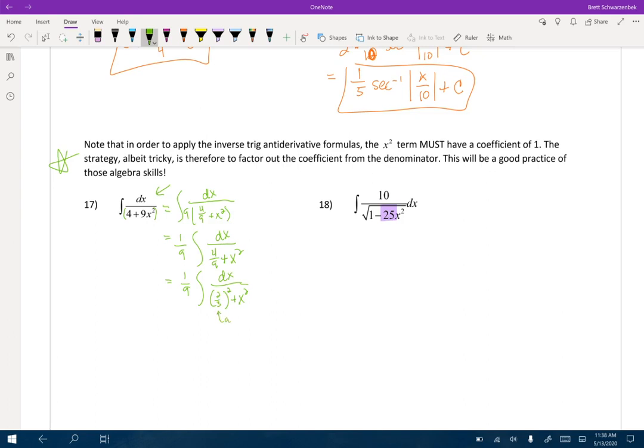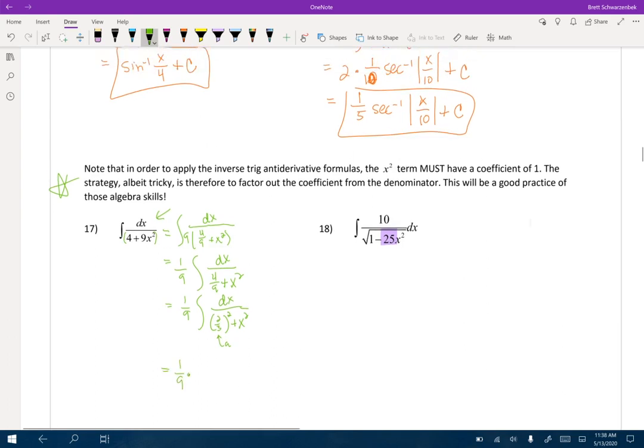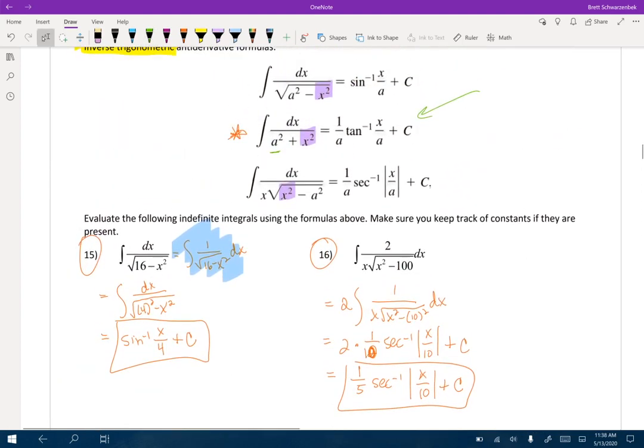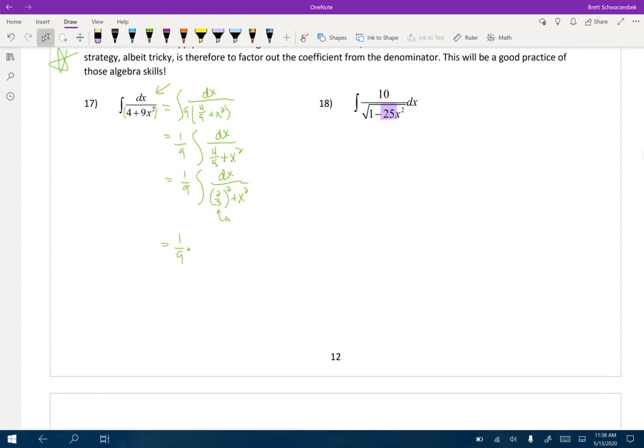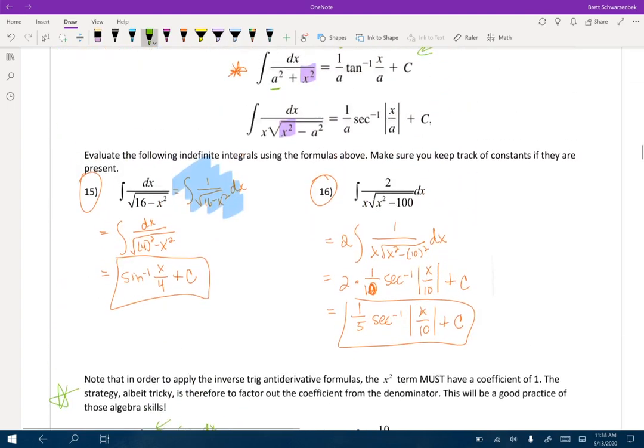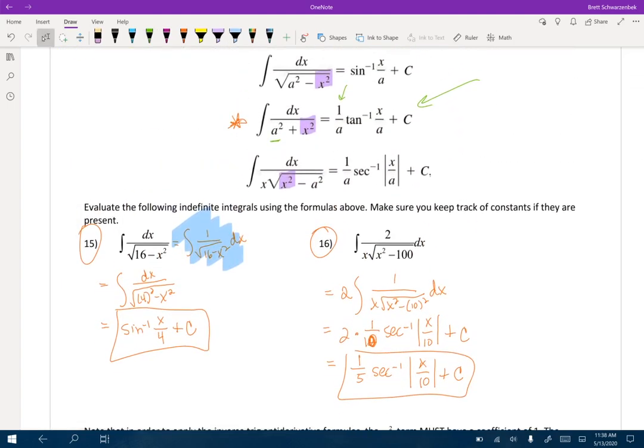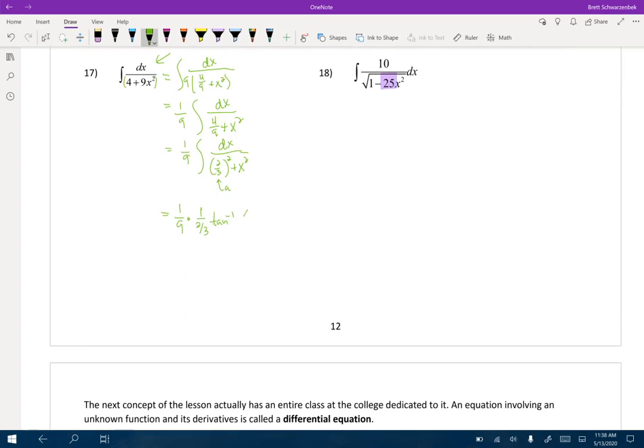So we now need to return to our formulas, keep the 1/9 here, and then find the antiderivative. So what is the formula? It is 1 over A, so it's going to be 1 over our 2/3 tangent inverse of x over A, so x over 2/3 plus C. Okay, that's the way we start.